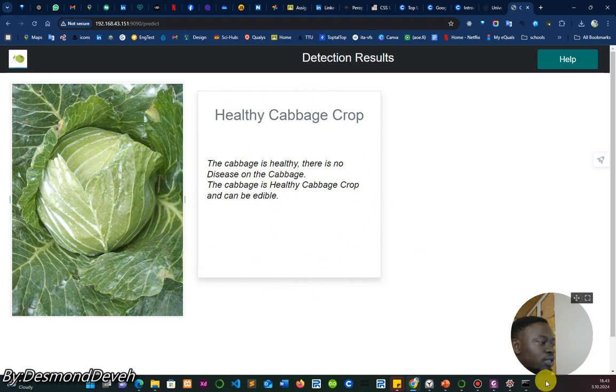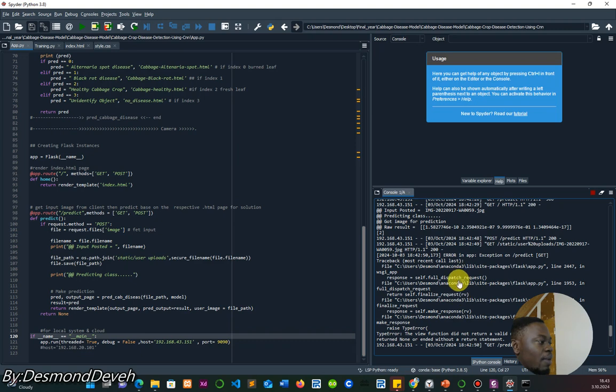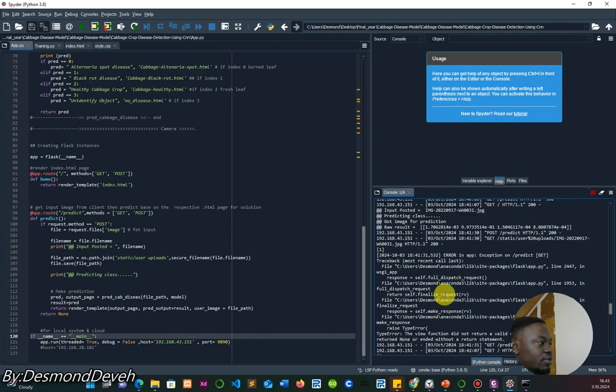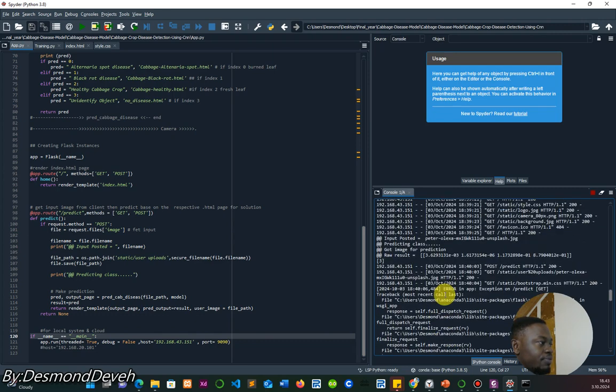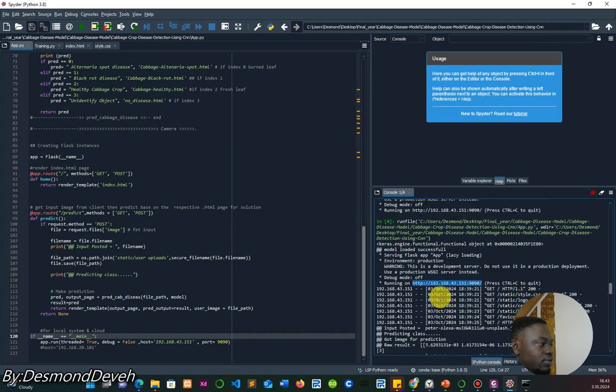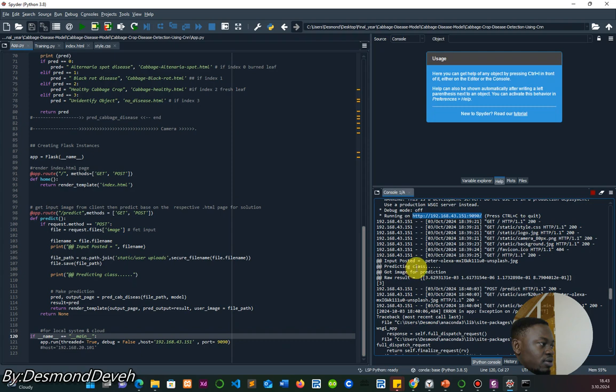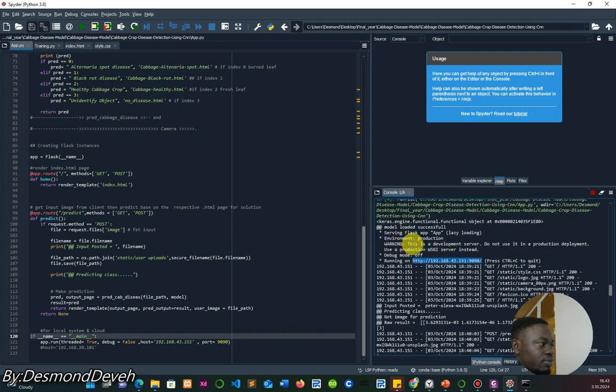So this is what the model really does, and whatever happens, I get a report here. Whatever disease, whatever you give to the system, I get a report here. And this is a server running on my own machine. You can see this is a development server. Do not use it in a production deployment. The server I'm using is this one, a WSGI server instead. So it runs on the system.